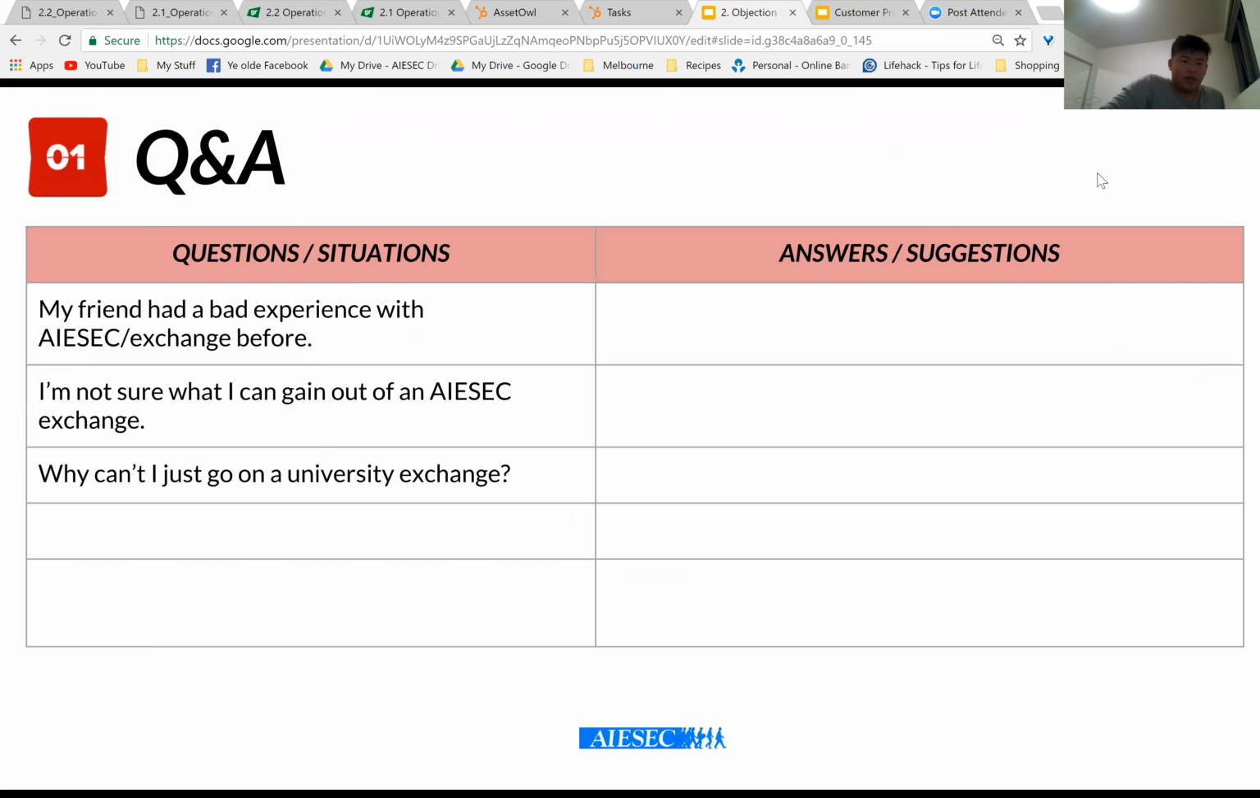So I've taken the liberty of putting in some stuff that is potentially a problem. My friend had a bad experience with Isaac. I don't know what I can get out of an exchange. Why can't I just go on a university exchange? What are some other issues you've had with EPs in terms of objections that we haven't really talked about yet? Chinese visa restrictions.